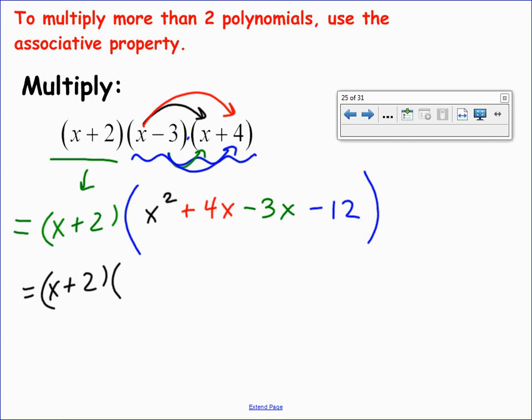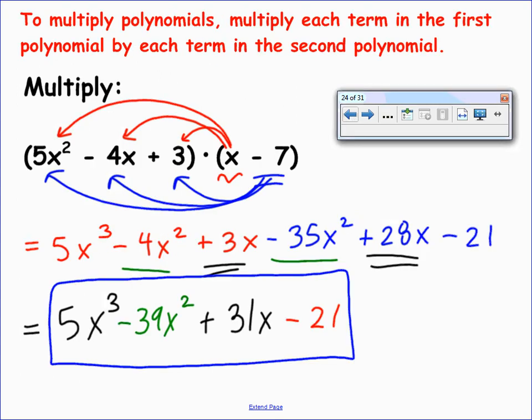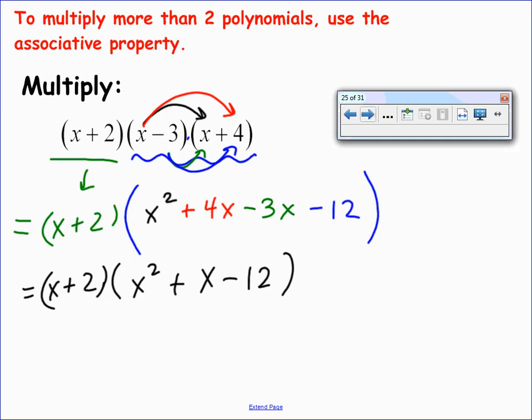We'll combine like terms. Plus 4x minus 3x is just plus 1x. Minus 12. And now we're ready to do our mega distribution, right? So we'll go ahead and grab onto one factor now. We'll go ahead and grab onto our squiggle underline x factor.